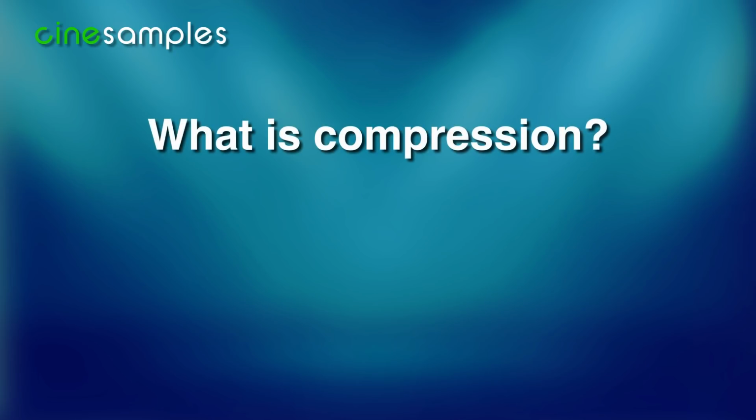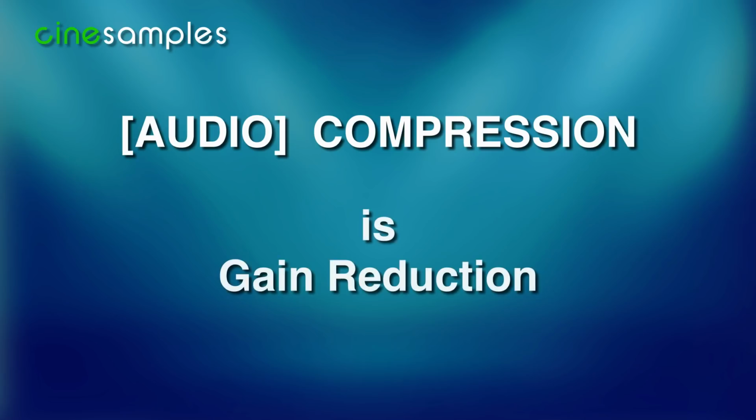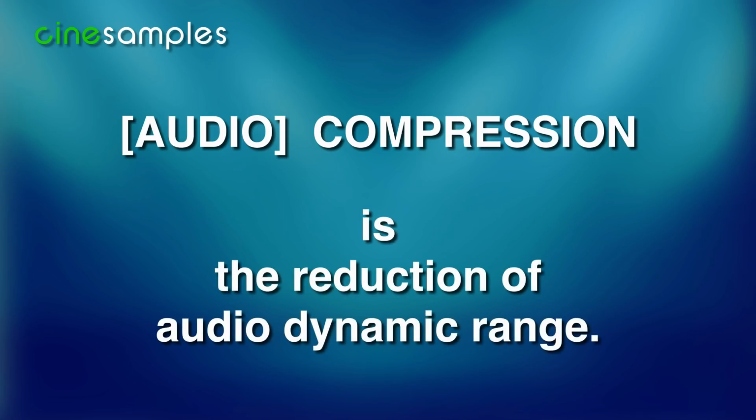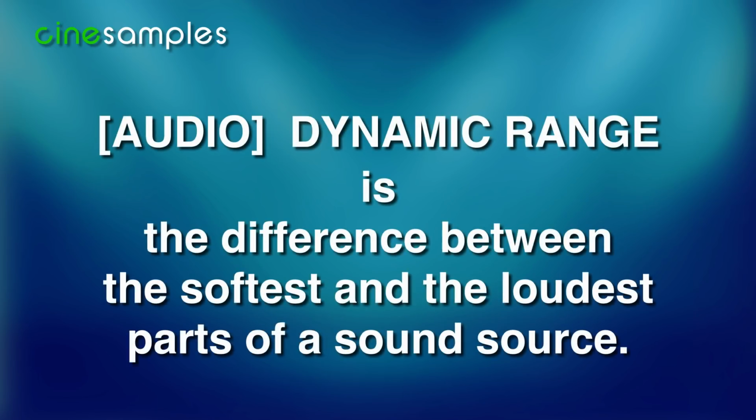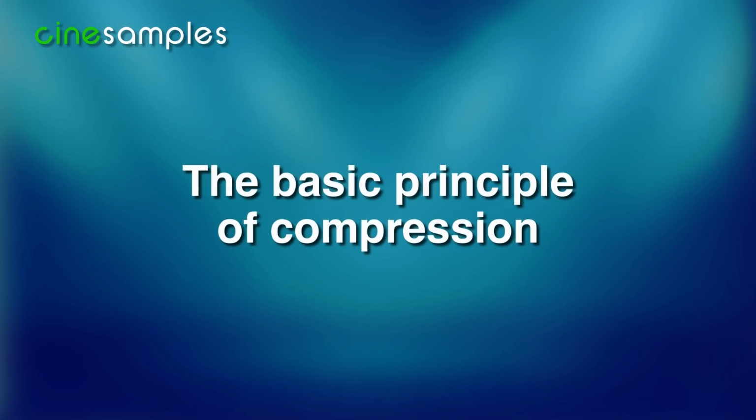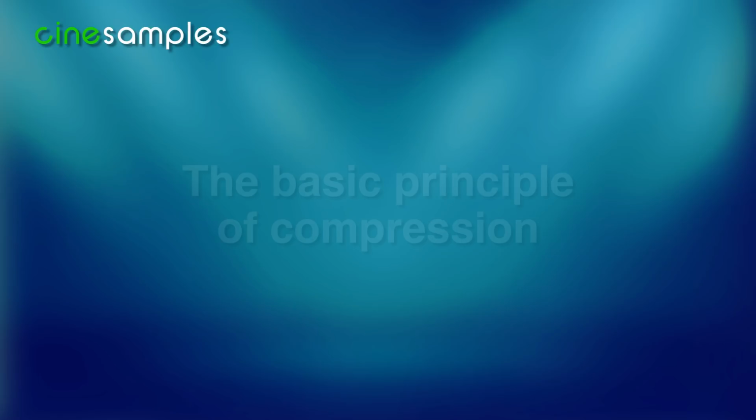So what exactly is happening during compression? What is compression? By definition, compression is gain reduction. It's the reduction of audio dynamic range. Audio dynamic range is the span between the softest and the loudest parts of a sound source. I'm going to explain it in a really oversimplified way, and I'm going to exclude the many technical exceptions, additions, and rules for the ease of understanding.